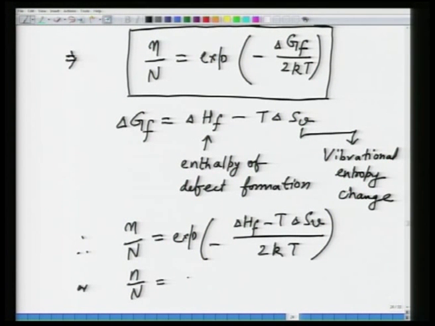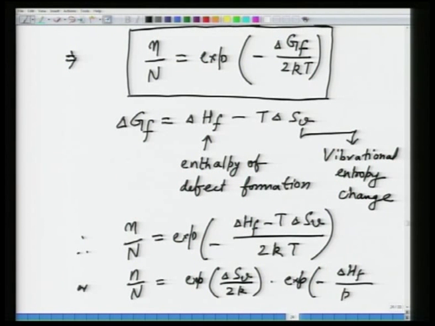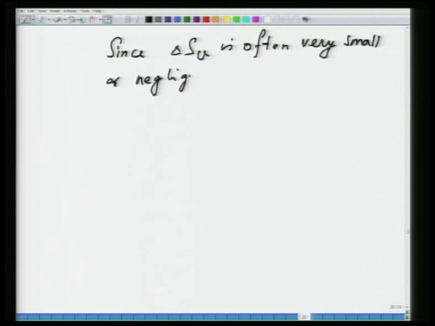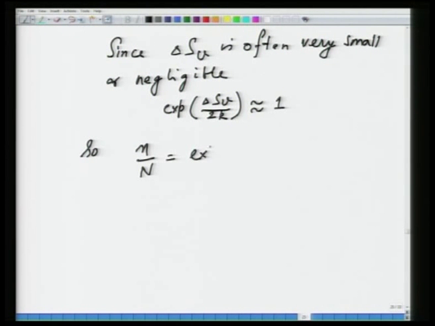equal to exponential of delta Sv by 2k multiplied by exponential of minus delta Hf by 2kT. Now, in most cases what happens is this entropy change is very small. So, this term is often neglected, since delta Sv is often very small or negligible, so exponential of delta Sv divided by 2k is almost equal to 1. So, n by N is equal to exponential of minus delta Hf by 2kT.